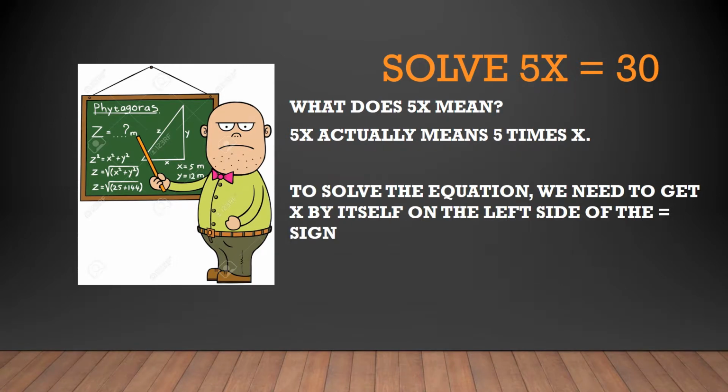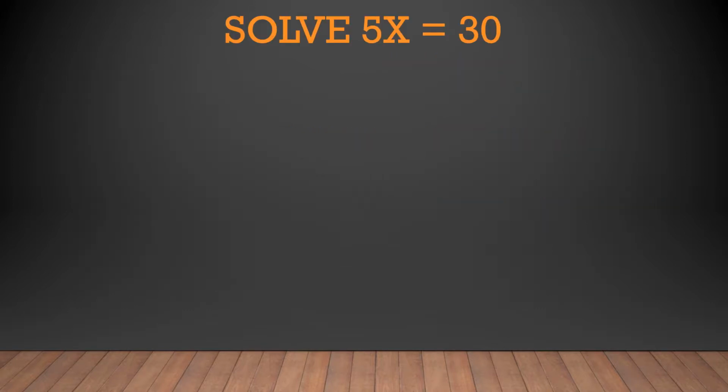Second thing we have to remember is just like on part one, when we're going to solve an equation, what we're trying to do is get x by itself on the left side of the equal sign. So that's what we're going to do. We're going to use multiplication and division to solve this problem, and we're going to end up with x all by itself on the left side of the equal sign. Okay, so let's go ahead and solve this equation, 5x equals 30.